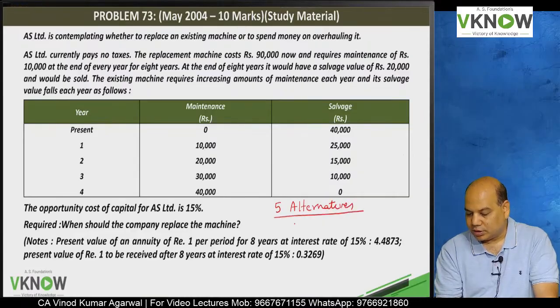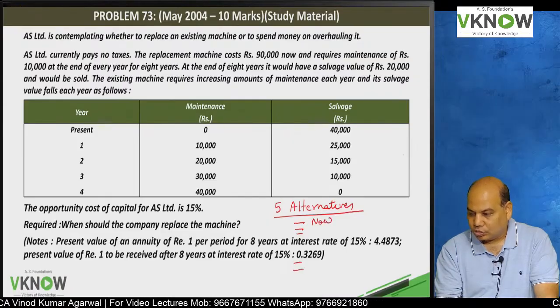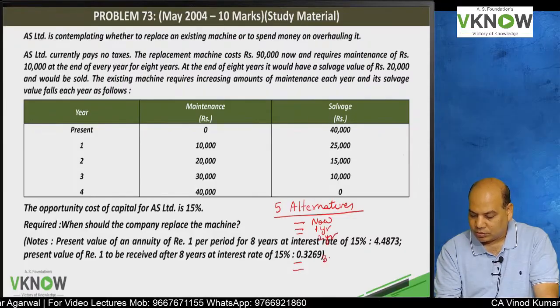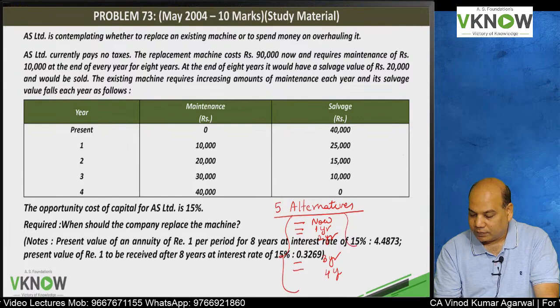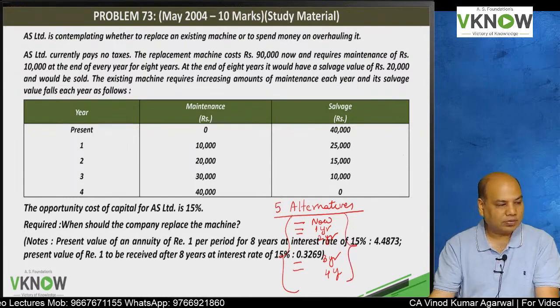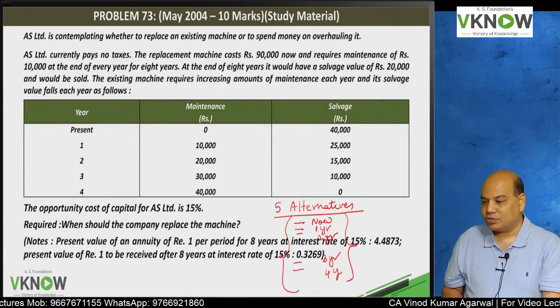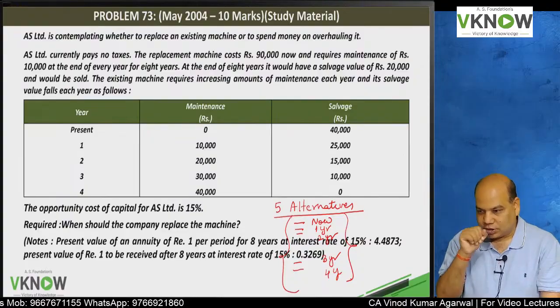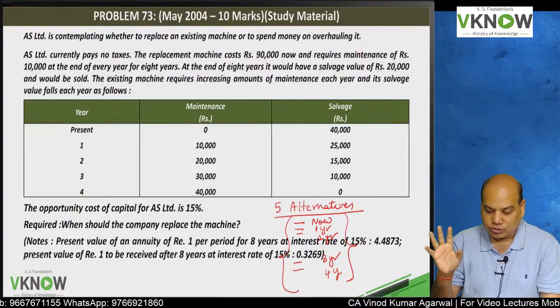Which 5 alternatives do we have? You can replace now. You can replace after 1 year. You can replace after 2 years. You can replace after 3 years. And you can replace after 4 years. Oh my God. So 5 times you have to do the calculation. There is no choice. You have to do it.